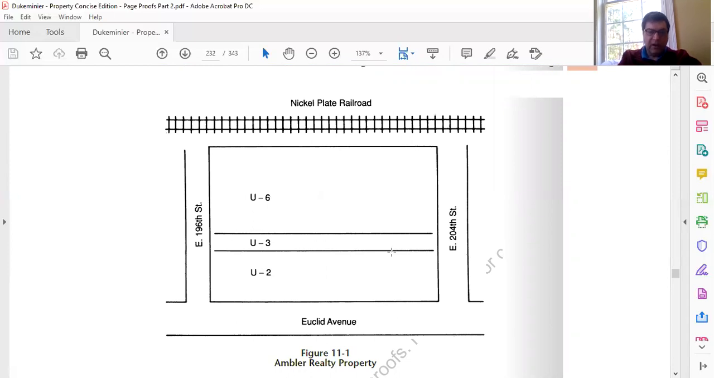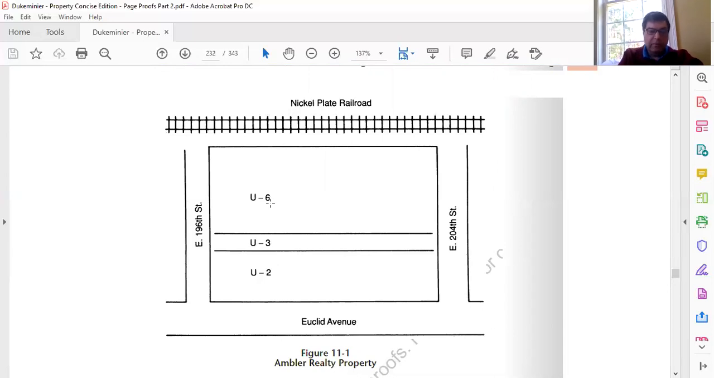The next strip that they own is classified U3. In that area, you can put various types of public buildings. You can have apartment houses, hotels, churches, schools, public libraries, museums, private clubs, community centers, hospitals, sanitariums, public playgrounds and recreation buildings, and a city hall and a courthouse.